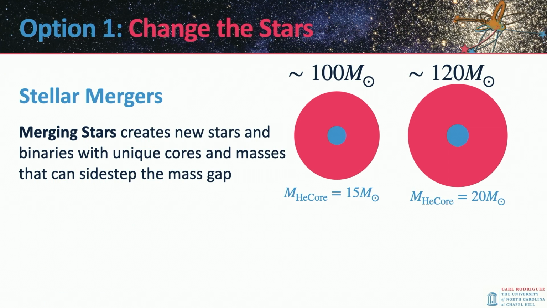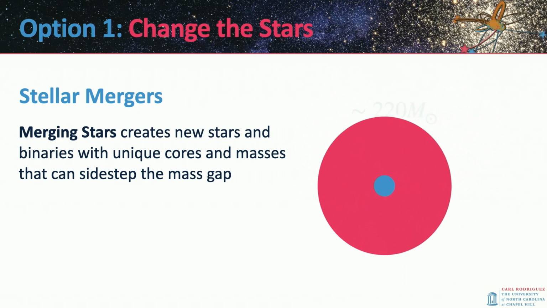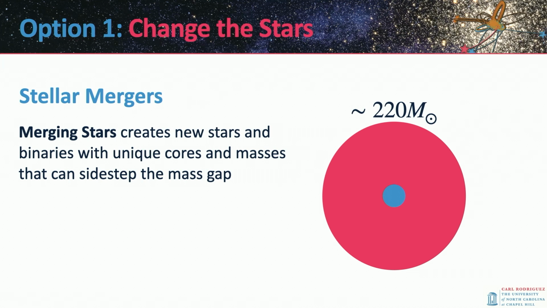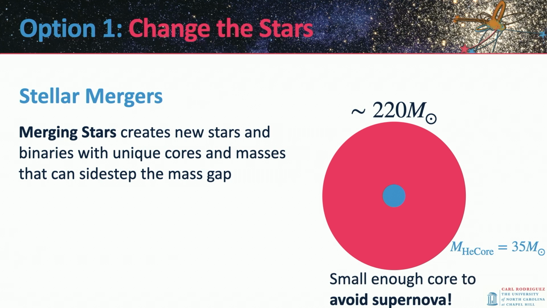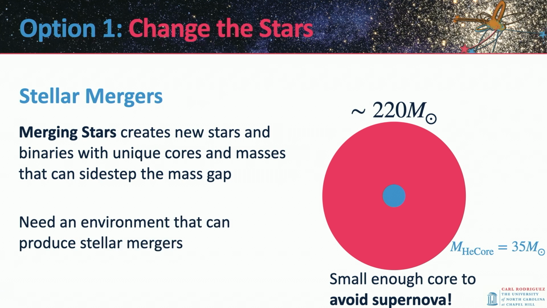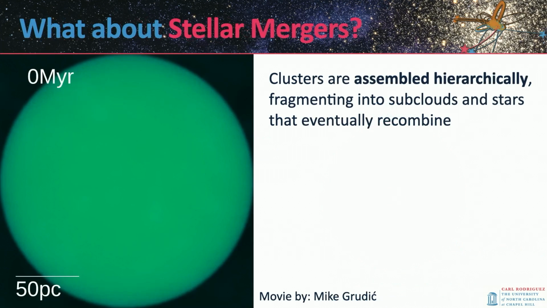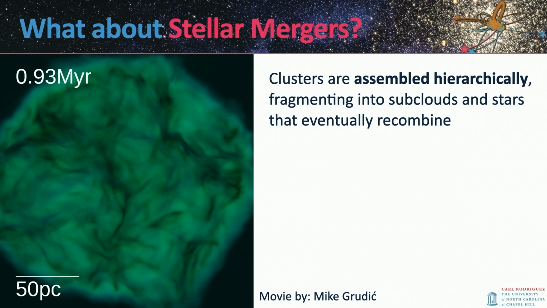But the idea instead, if we want to change the stars, is, well, we know that mergers can occur in these star clusters. What if we just merge 2 stars together? What if I take 2 stars with a helium core mass of 15 solar masses and 20 solar masses, merge them together, and create this unique star that is inaccessible to regular isolated stellar evolution with a total mass of 220 solar masses and a helium core mass of 35 solar masses. That is low enough that it can avoid pair instability supernova, and all I need is an environment that can produce these stellar mergers.